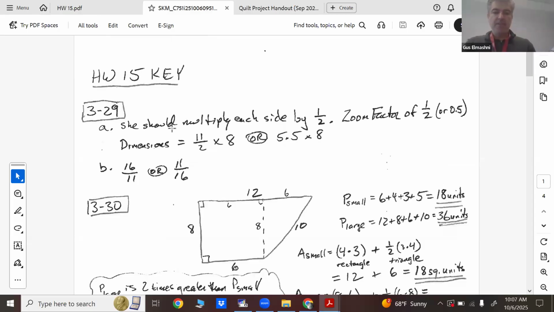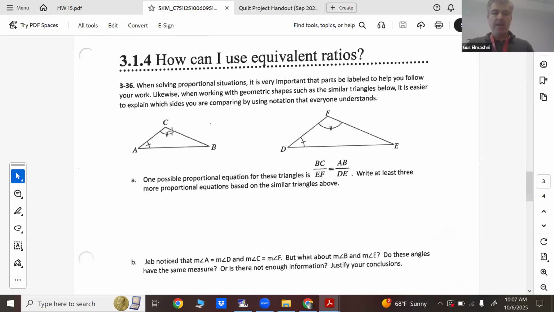Okay. So, just so you know, we can go around the room and read. Faith, can you read the beginning of 3.1.4, please? All right.